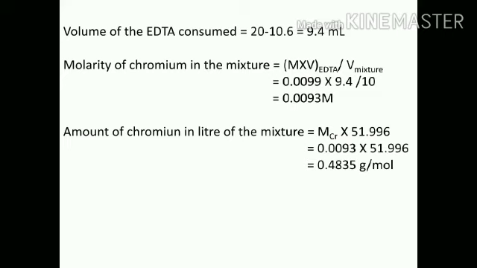Molarity of chromium in the mixture was calculated by multiplying molarity of EDTA with volume of EDTA and dividing the value with volume of metal mixture. The amount of chromium in a liter of the mixture solution was calculated by multiplying the molarity of chromium with molecular weight of chromium.